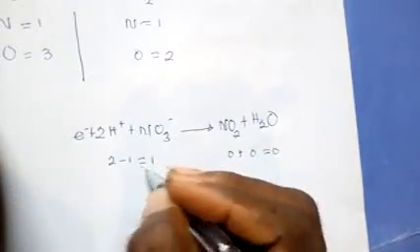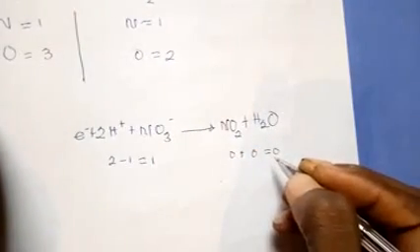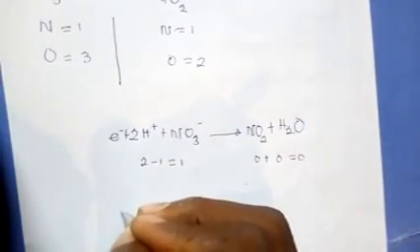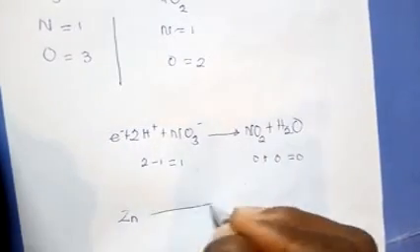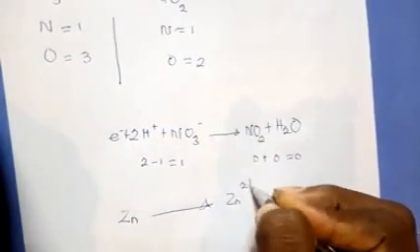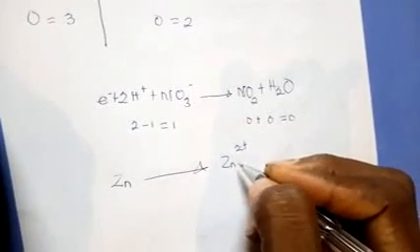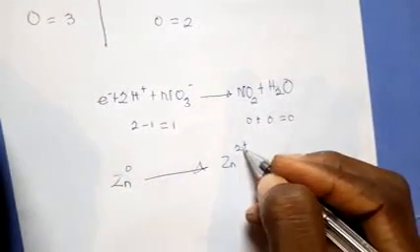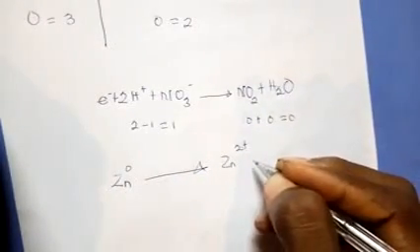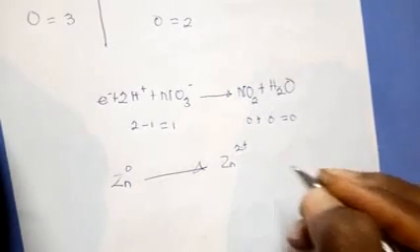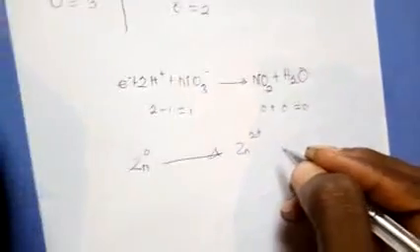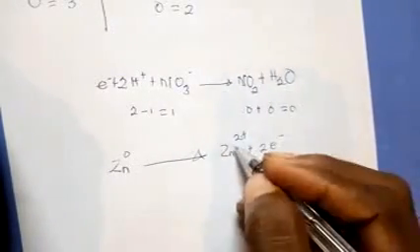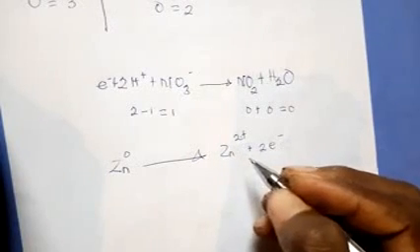You have 2 minus 1 equal 1 on the side, you have 0 on the side. Now we move to the reduction half reaction, which is Zn 2 plus. Now this one is very simple. How do you do this? On this side Zn is 0 and on this side Zn is 2 plus. You need to add electron on this side to make Zn to be 0 on this side, so 0 will be equal to 0. So we add 2e minus. So the oxidation half reaction is balanced.